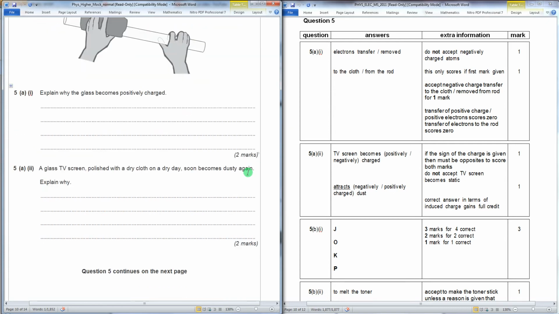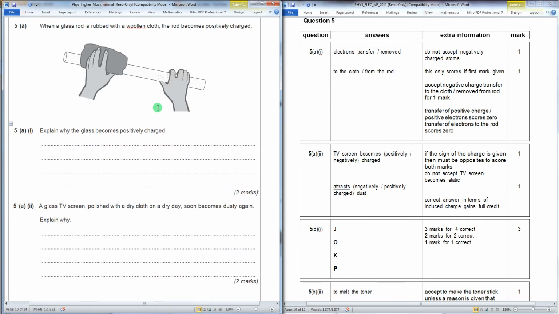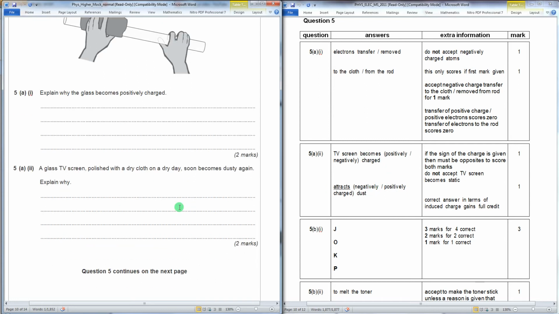And then 5a part 2: a glass TV screen polished with a dry cloth on a dry day soon becomes dusty again. Explain why. Well, they weren't too fussed about which way round the charging was here. The point would be that the TV screen becomes charged. If it's made of glass and polished with the same cloth, then it will also become positively charged. But you got the mark whichever way around you put that, so long as the attraction was consistent. So if you'd said the TV was positively charged, then you would say the dust would be negatively charged.